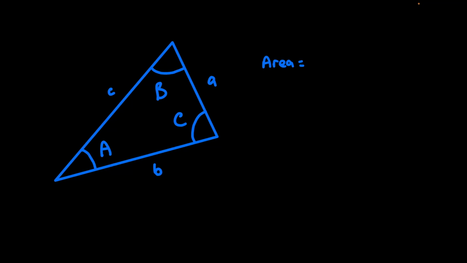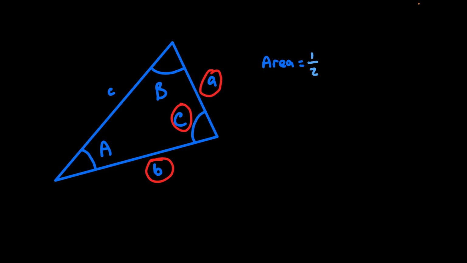Today we're going to be looking at how to work out the area of a non-right angle triangle. To work out the area of a non-right angle triangle, we need three very important pieces of information. We need two sides and the angle in between those two sides. If we have those three pieces of information, we can easily work out the area by the given formula.